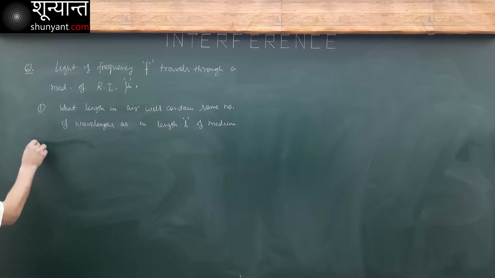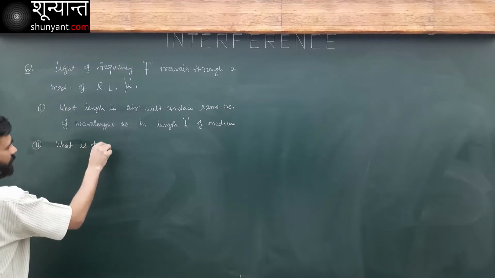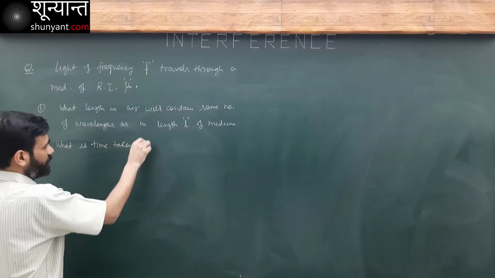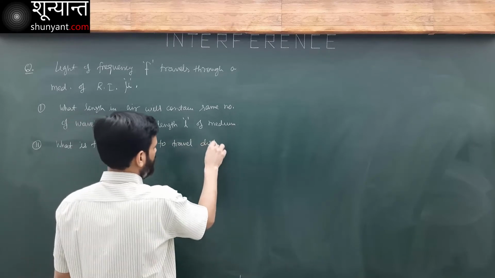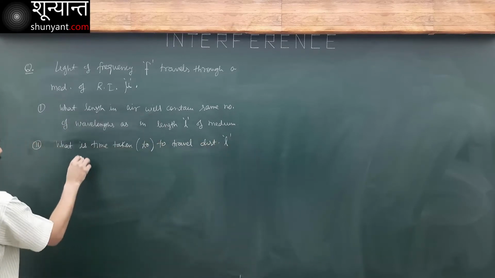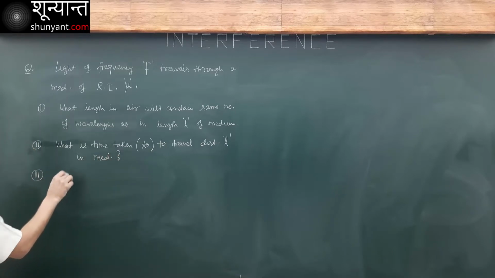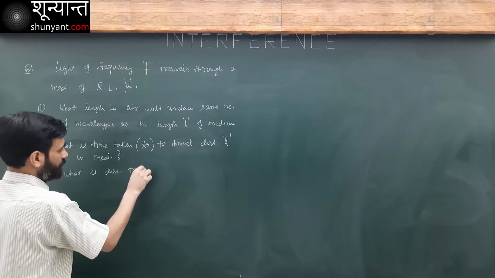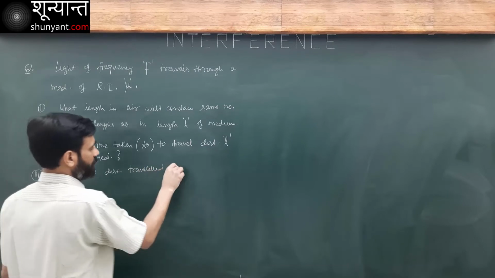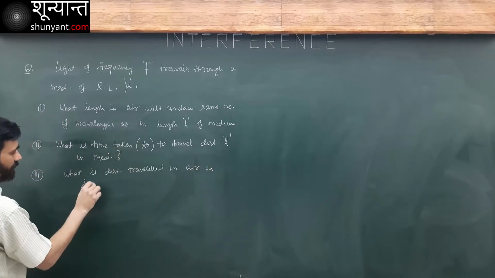Okay. Now let's do one more. What is the time taken, t naught, to travel distance L in medium? And then the third part: what is the distance traveled in air in the same time t?